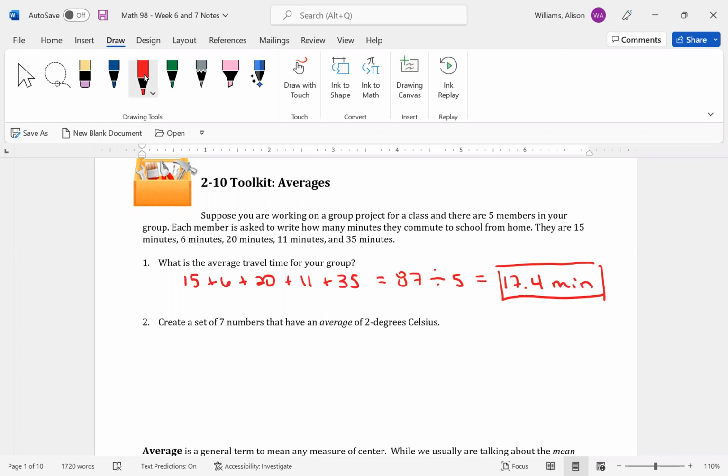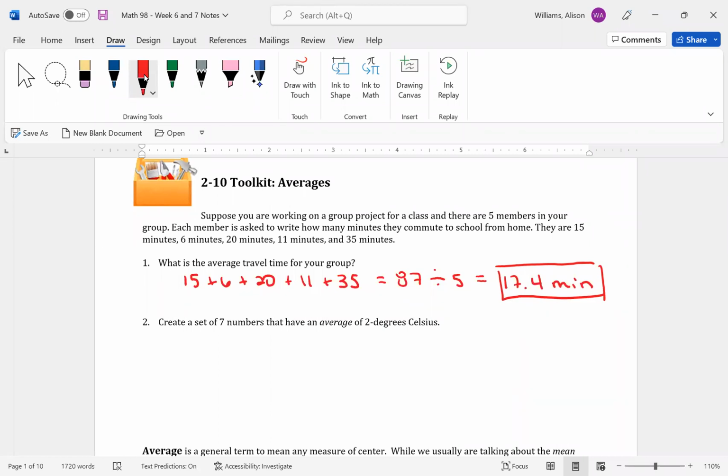Okay, so building on that idea then, let's create a set of 7 numbers that have an average of 2 degrees Celsius. So we want them to average out to 2 degrees Celsius. Well, there's a few ways to do this. One is to kind of like cheat.